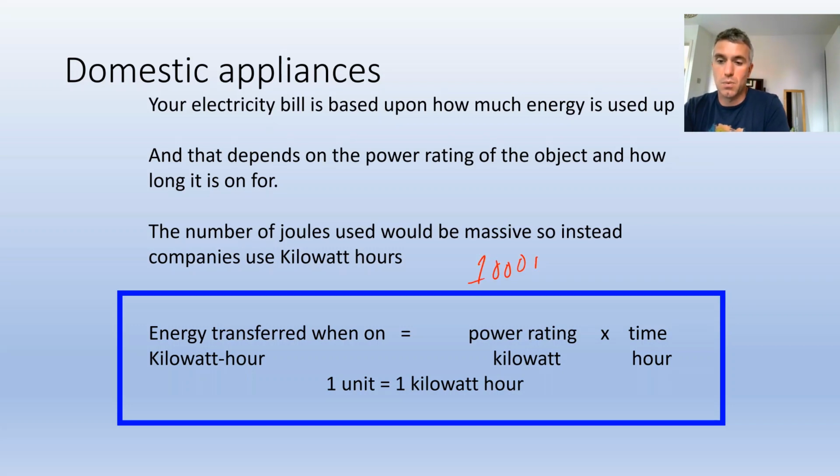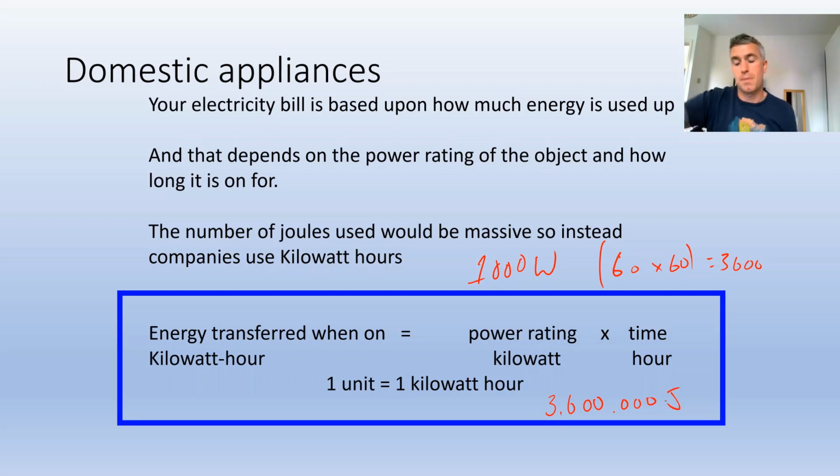1,000 watts, and an hour, if we put it in seconds, is 60 times 60 seconds. That's 3,600. So 1,000 times 3,600. A kilowatt hour is actually 3,600,000 joules. But for simplicity, they just call it a unit. So if you see an electricity bill, you might have used 18 units in the last few months. That's 18 times 3.6 million.